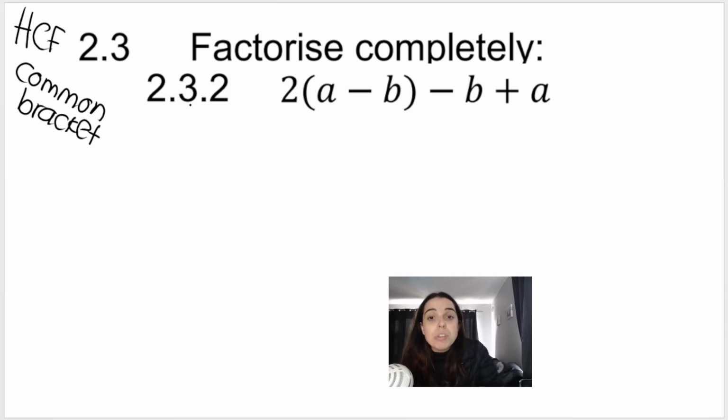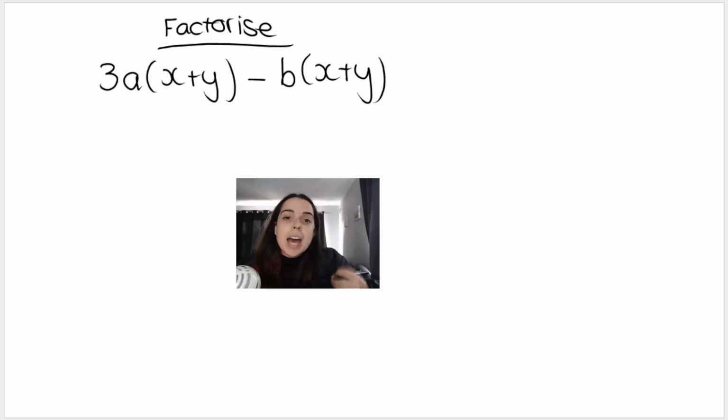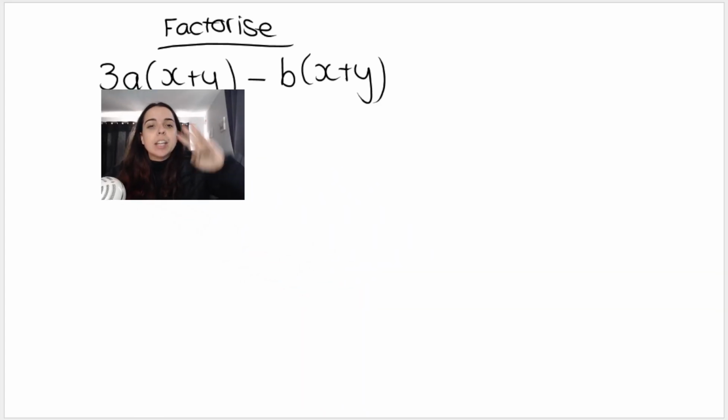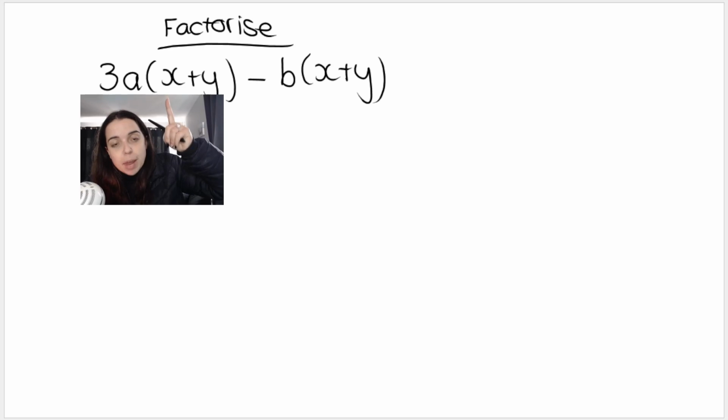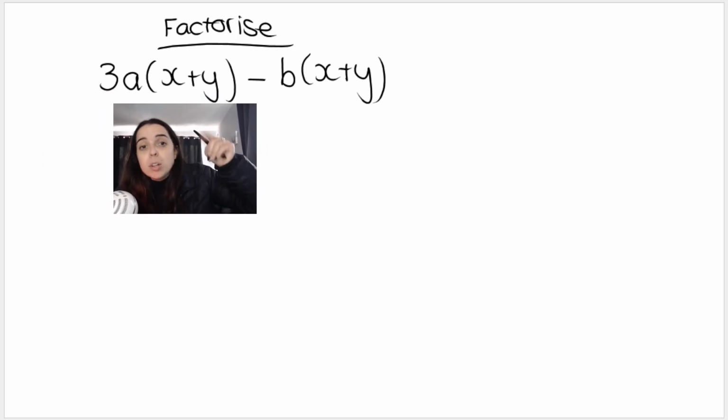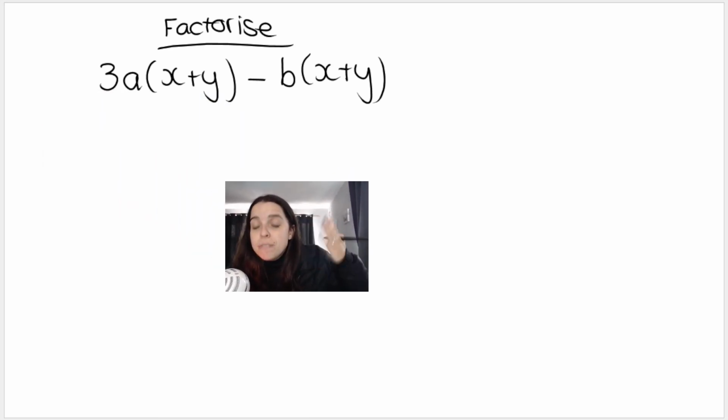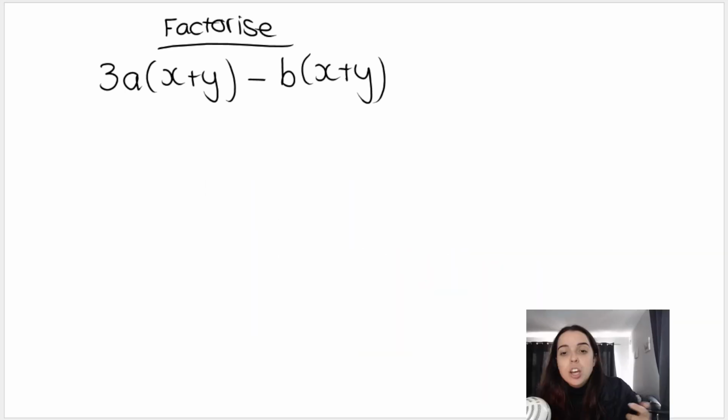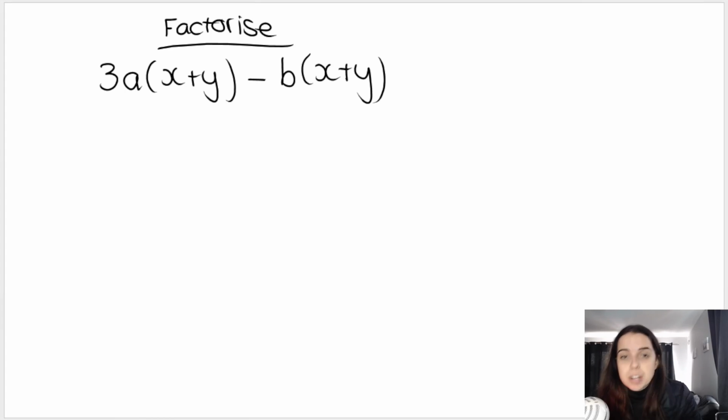Now, before we do this specific common bracket sum, I want to just remind you of a very basic common bracket example. If I give you the following question and it says factorize, again, we're not going to say 3a multiplied by x and 3a multiplied by y, because that's not factorizing, that is simplifying, that's distributing, that's expanding. So again, when you think of factorizing, we're going to think highest common factor or common brackets. In this case, we're going to do common brackets.